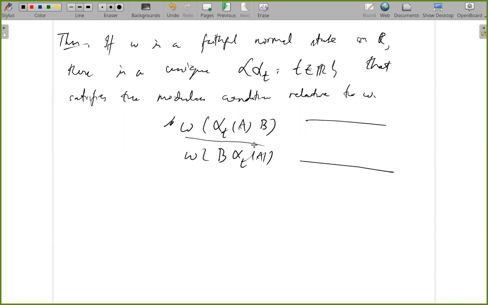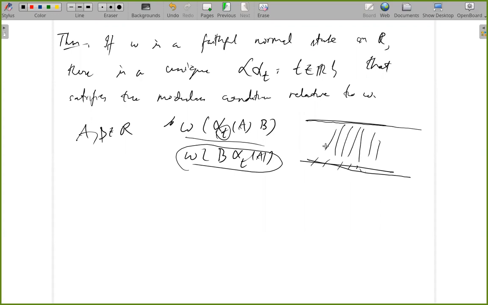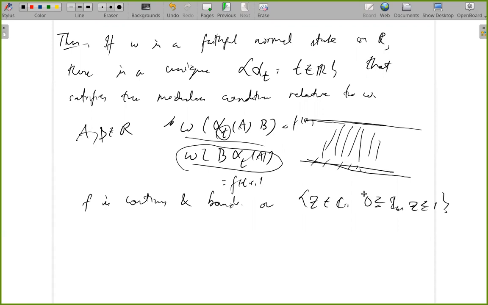If you think of this as a function of T, omega of alpha T A times B, where A and B are some fixed elements of R, then you have a function here. And omega of B alpha T A, you represent it as a function here. We say that this alpha T satisfies the modular condition relative to omega if for any choice of A and B, there is an analytic continuation between these two. This typically you will call something like f of t plus I; this is f of t. F is continuous and bounded on the strip Z, where the imaginary part of Z is between 0 and 1.